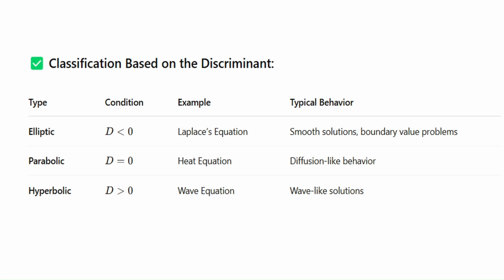The PDE is parabolic if D equals 0. Example is heat equation, and typical behavior is diffusion-like behavior. The PDE is hyperbolic if D greater than 0. Example wave equation. Typical behavior is wave-like solutions.